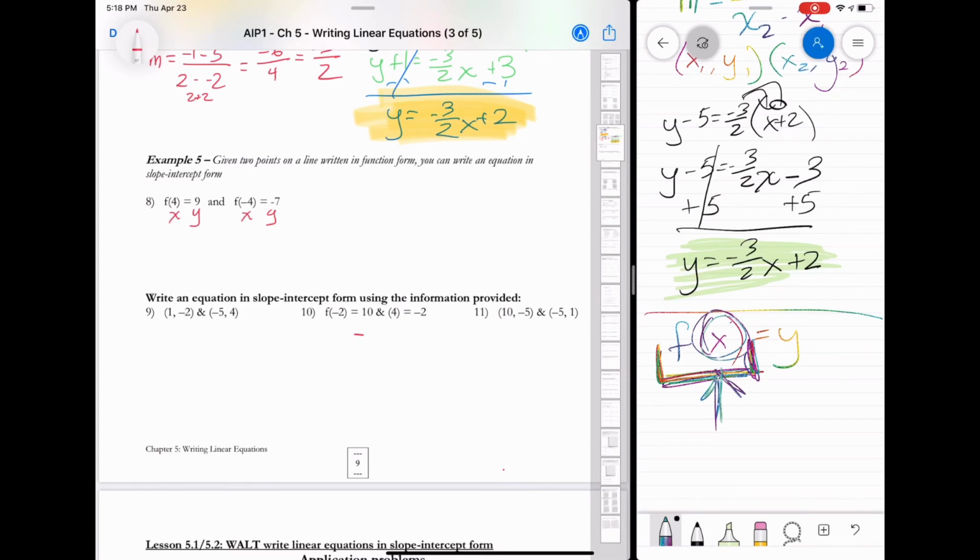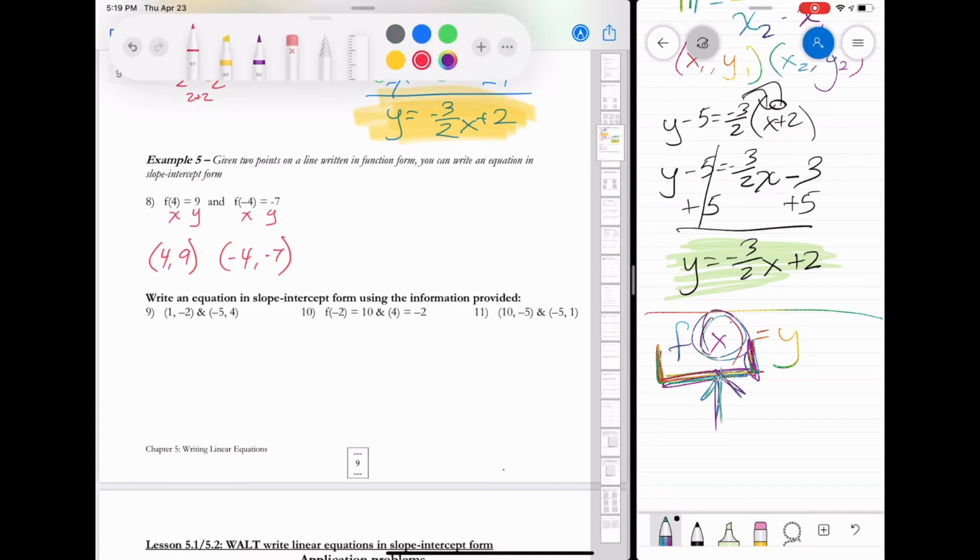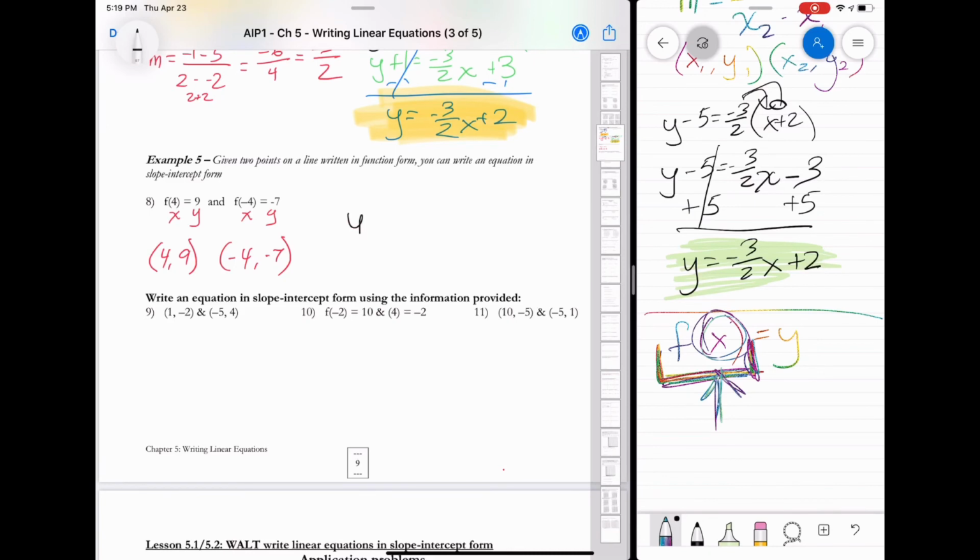So right now we have a coordinate point. We have 4, 9 and -4, -7. I literally extracted that information from the function form. And now I'm going to solve it exactly like I did problem number 7 by finding the slope, by substituting it into point slope form, by then solving for a slope-intercept format. No matter what you do, your final answer, if you solve this correctly, is going to be y equals 2x plus 1. I'm giving you the answer, all right?